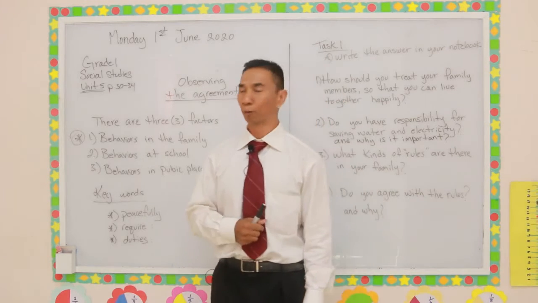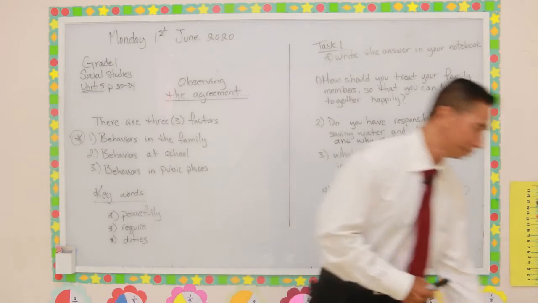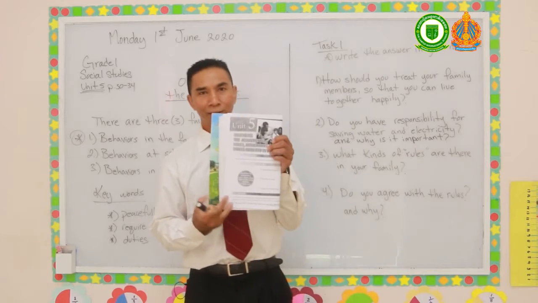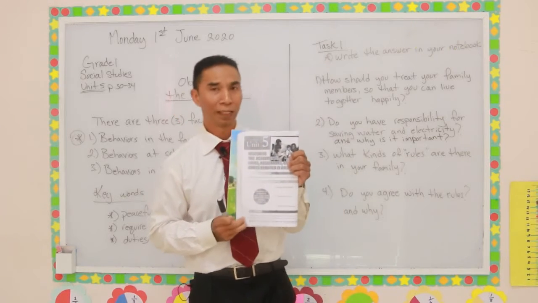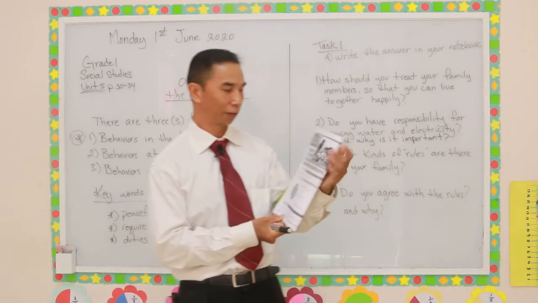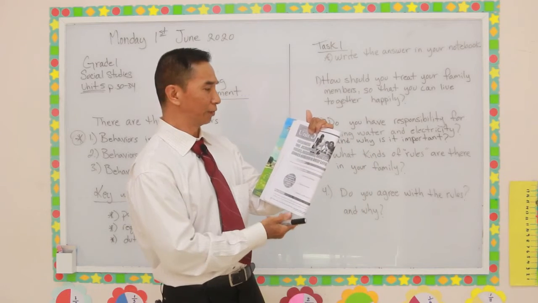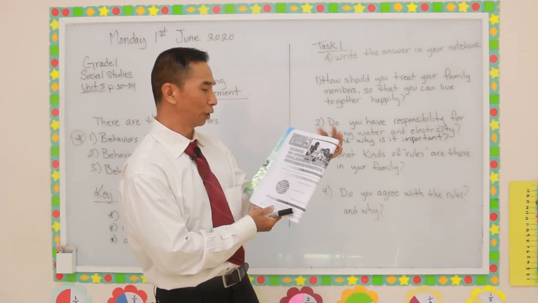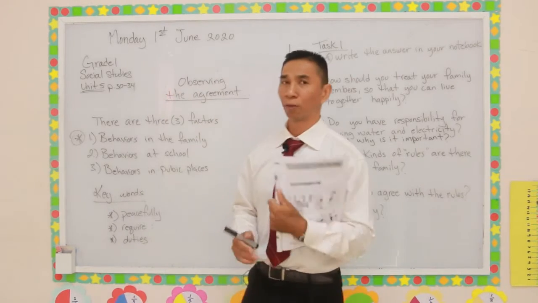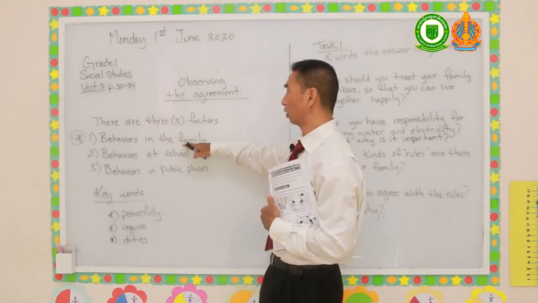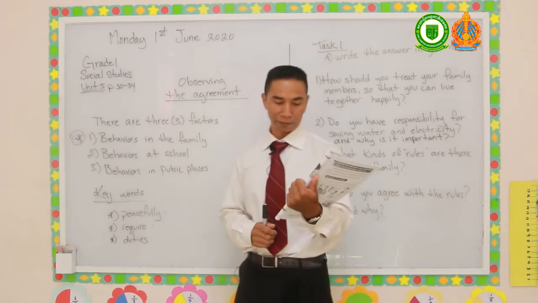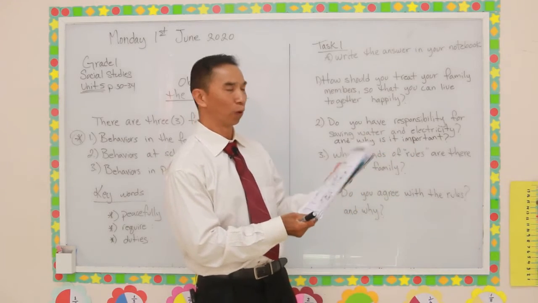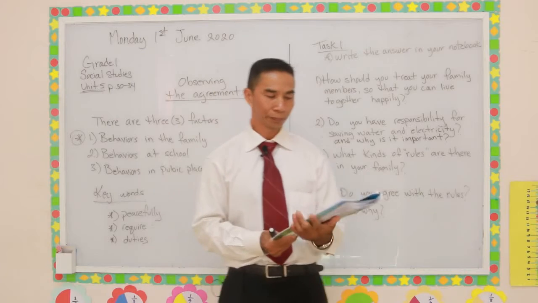So can we bring out our books and turn to page 30? This is the book and this is page 30. Page 30 starts in Unit 5. It's entitled Observing the Agreements, Rules, Regulations, Orders, and Duties Required in Daily Life. But for our first video, like I said earlier, we are only going to talk about behaviors in the families. And behaviors in the family starts from page 31 and ends in 32.